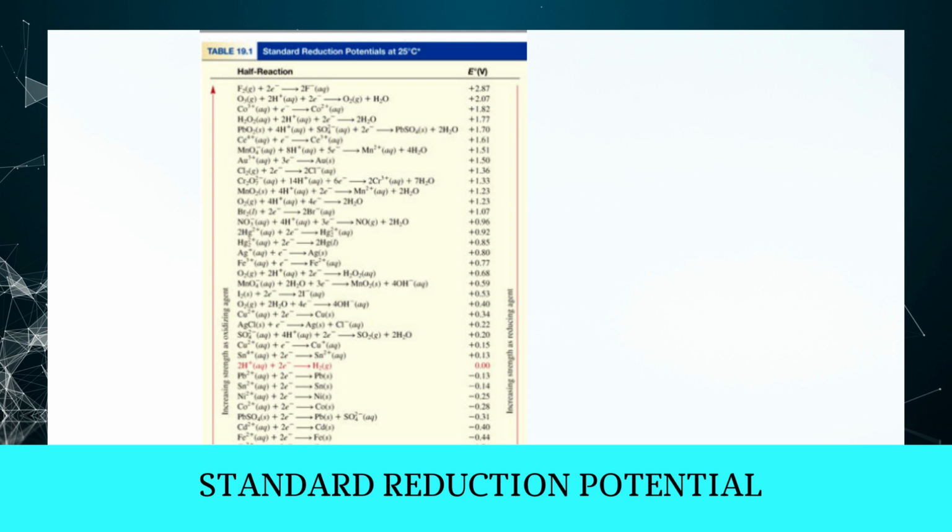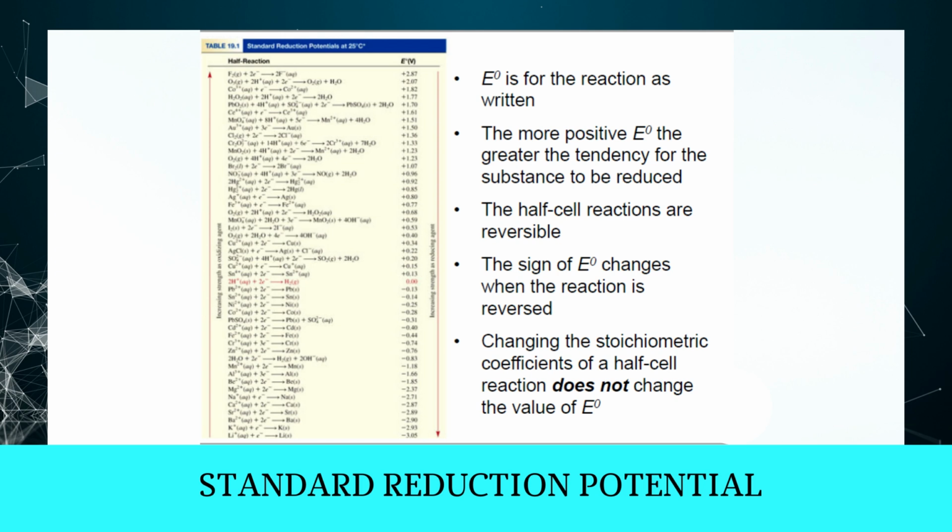Next, the slide shows the standard reduction potential of different elements. E naught is for the reaction as written based on the table given. The more positive the E naught value, the greater the tendency for the substance to be reduced. The half cell reactions are reversible for anode and cathode, so the sign of E naught changes when the reaction is reversed. Changing the stoichiometric coefficient of a half cell reaction does not change the value of E naught. This is to remind you that the coefficient does not change the value of E naught cell.